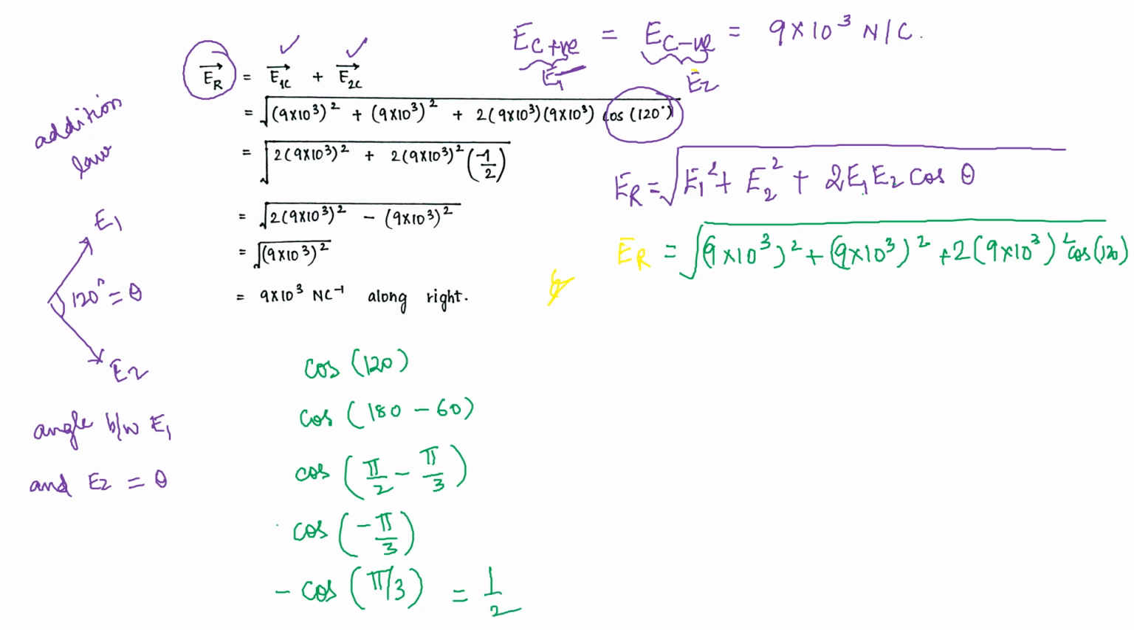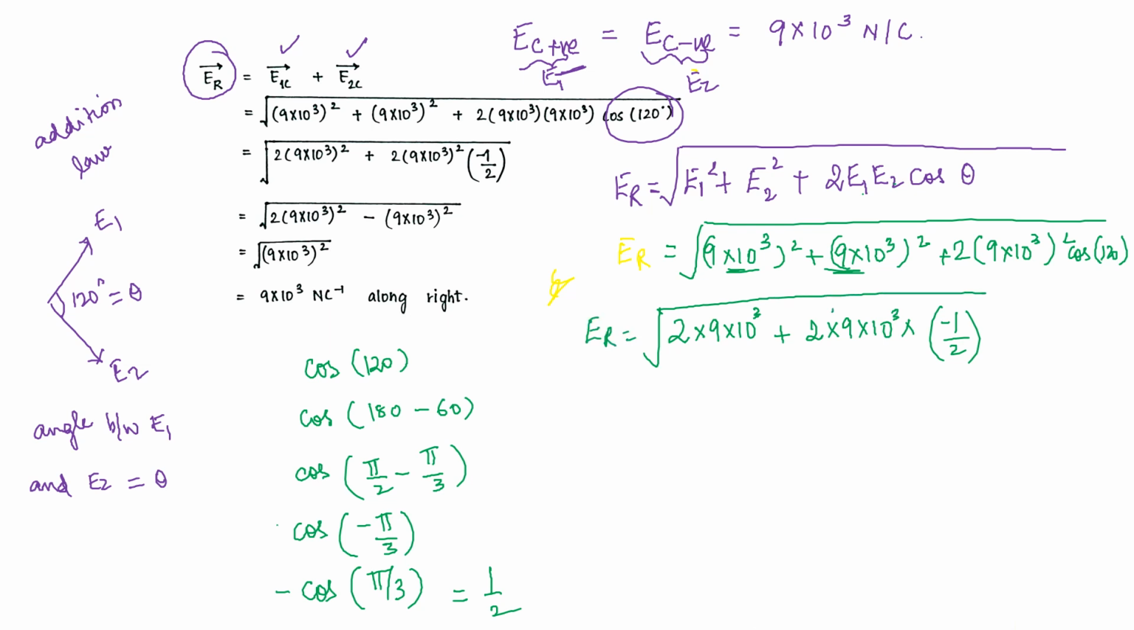Okay, substituting again these given values, this and this will get added up, and it will be the square root of 2 into 9 into 10 to the power 3 plus 2 into 9 into 10 to the power 3 into minus 1 by 2. That is the resultant E_R. This 2 will cancel out with this 2, and this minus will make the sign negative.